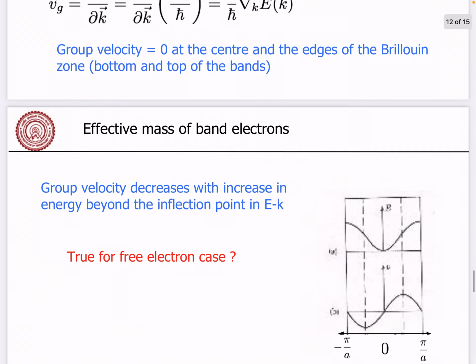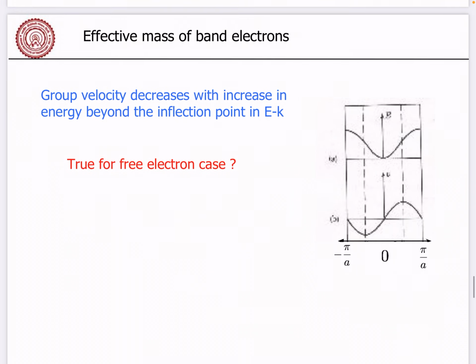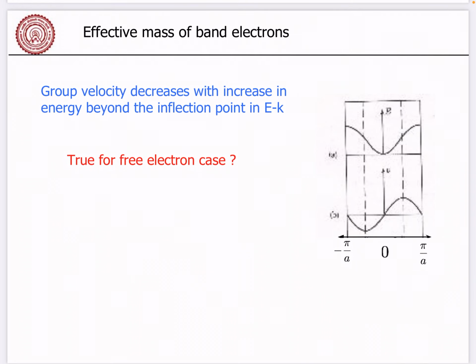So that means the group velocity decreases with increase in energy beyond the inflection point, right? In the energy versus k diagram, the inflection point is where you have the maximum. So even though the electron's energy increases, the group velocity decreases.